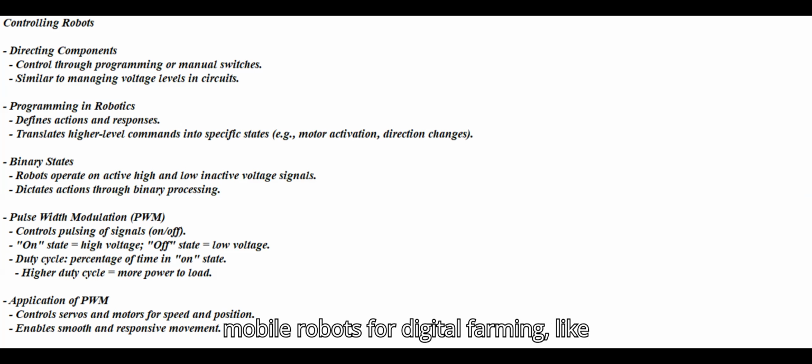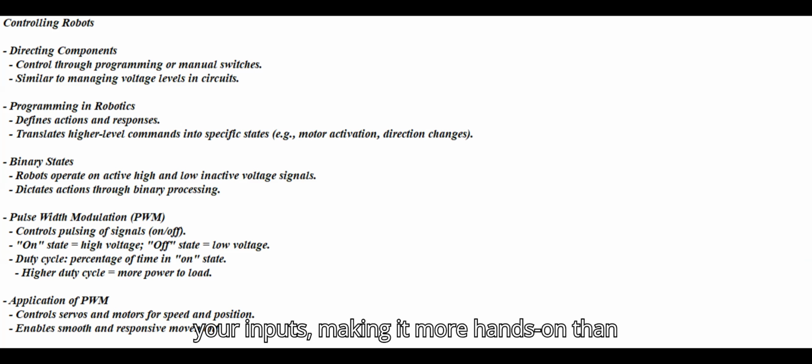We were discussing mobile robots for digital farming, like an automatic robot that you can set on a field and let it go. While it's expensive, you can do less work by controlling it remotely, much like a toy car from childhood. You can create software that directs the robot based on your inputs, making it more hands-on than simply purchasing a ready-made solution. Binary states are key here.